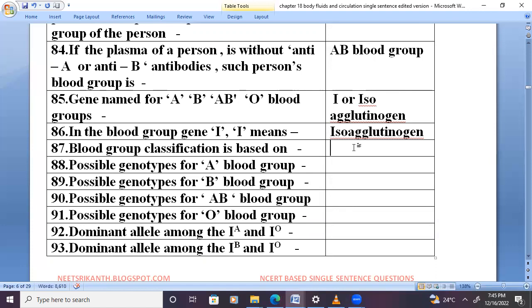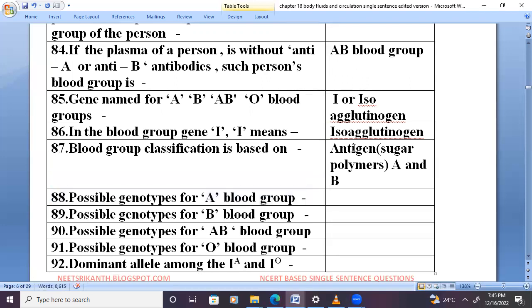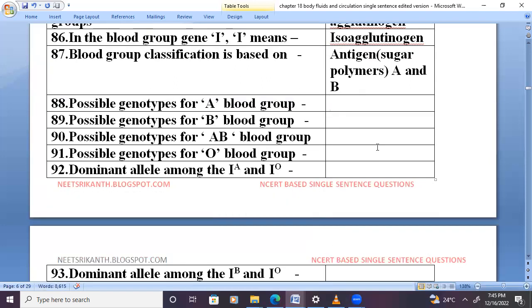Blood group classification is based on the presence of antigens or sugar polymers. We have two types of sugar polymers, A and B. A and B sugar polymers are antigens. Possible genotypes for A blood group are IAIA, homozygous A, and IAIO, heterozygous A.